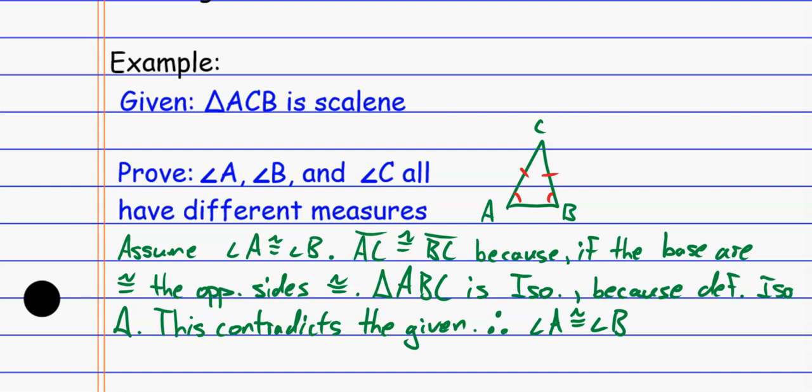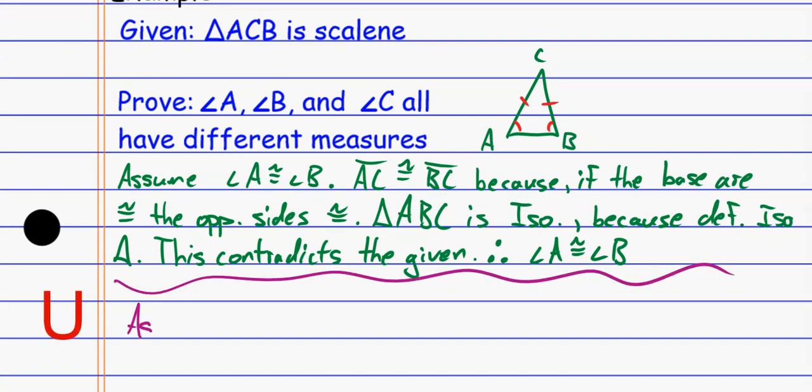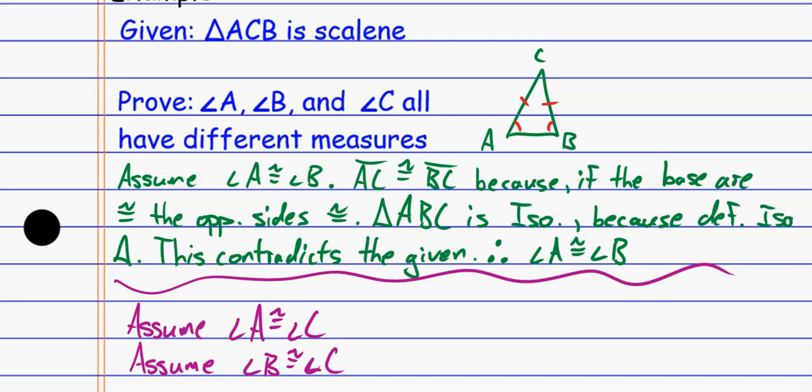So then what I would do is I would do this same proof again. I would do this same thing again, but I would assume that A is congruent to C this time. And then I would have to do it again, and I would assume that angle B is congruent to angle C. Because really, I have to show that none of these are the same, all right?